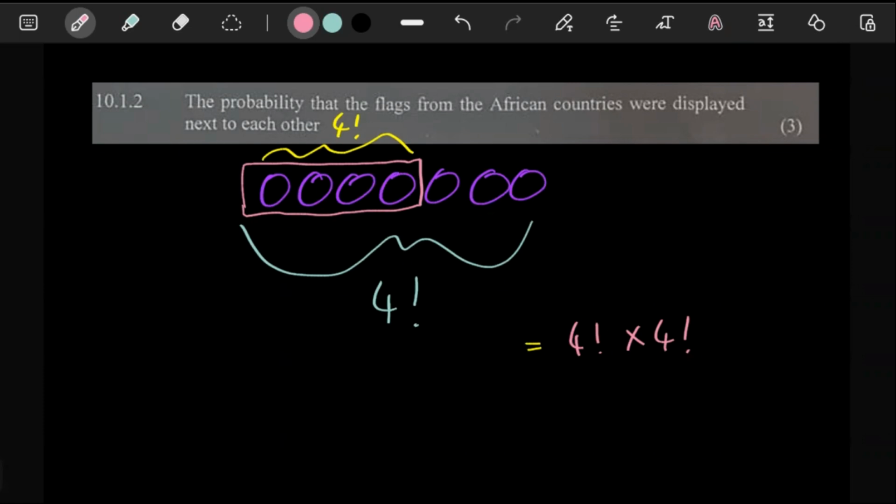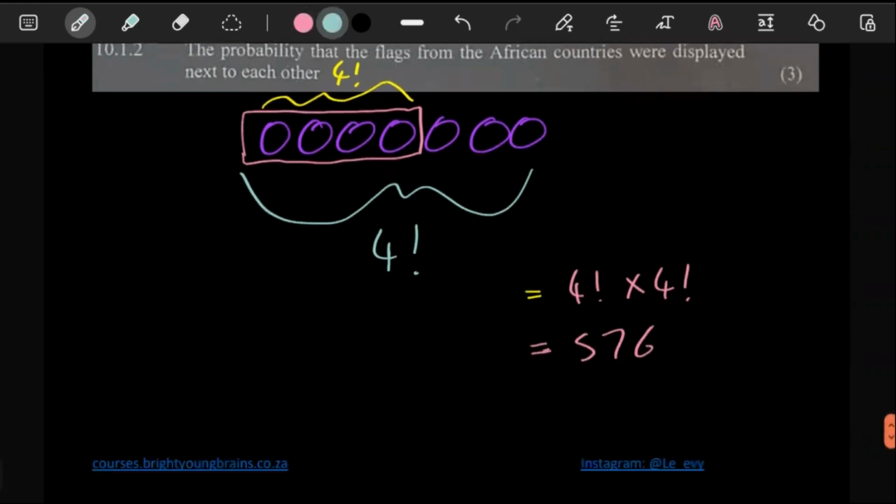What does it give you? What will you get? You are going to get 576. So this is the total number of arrangements if the African flags are stuck together. So the probability of that happening is 576 over the total number of arrangements without any restrictions, of which this here is giving us, let's see, 5040, right? That's like 4 over 35.